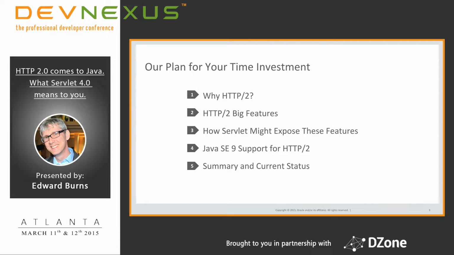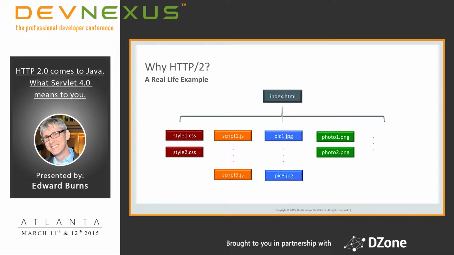Once I've established the rationale for why it needed to be done, we'll take a look at what are the big features in the HTTP2 protocol itself. And then, as a layer on top of HTTP2, which is what Servlet essentially is, how Servlet might expose these features. A little aside on Java SE9 support for HTTP2, and a little bit of a summary. So let's get right into it.